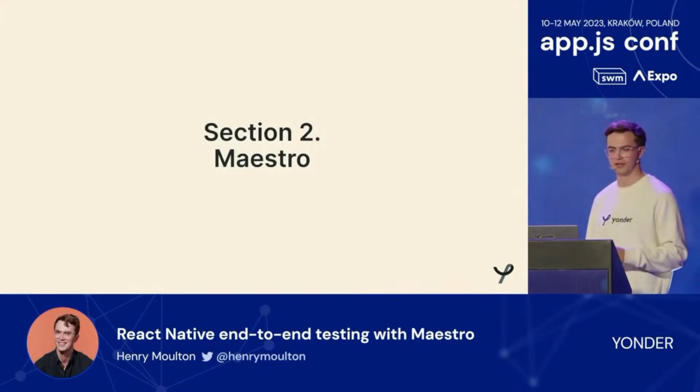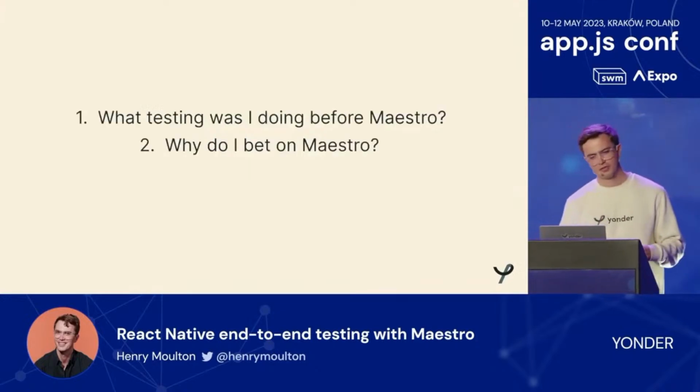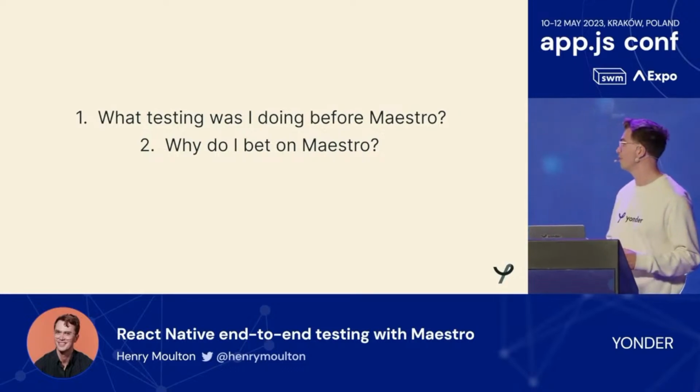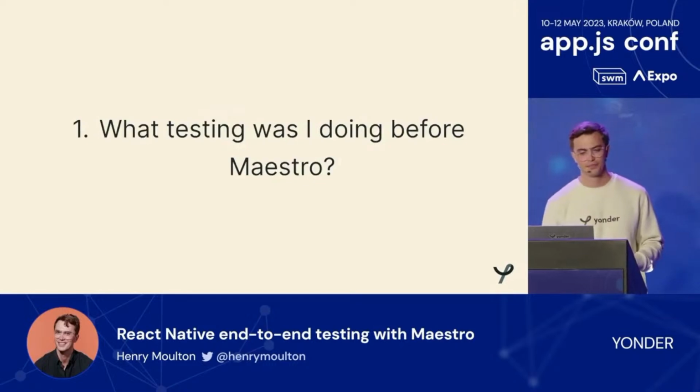So section 2, Maestro. This is really split into 2 bits. What testing was I doing before Maestro? And then, as a result of that, why do I bet on Maestro today?